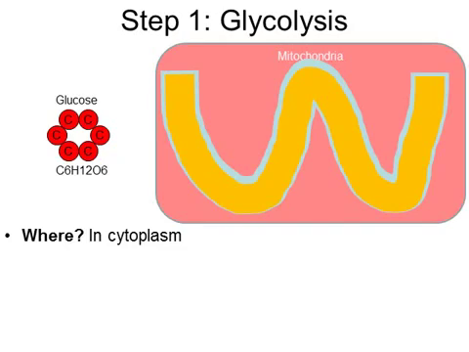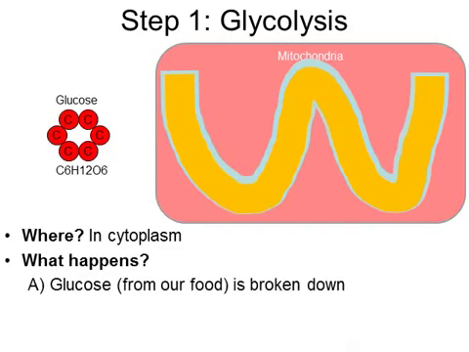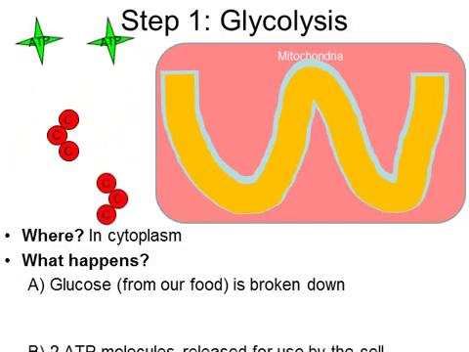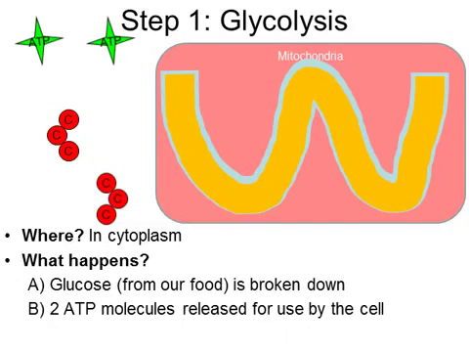Takes place in the cytoplasm. And what happens, you can see in the picture on the left, there's these red carbons all bonded together. That's glucose, C6H12O6. Glucose from our food is broken down. If you remember, enzymes will often break down glucose. And watch what happens when glucose is broken down. Watch what happens. 3, 2, 1. There we go. Glucose is broken down and a couple molecules of ATP are released. So that's glycolysis. We went over that process earlier.